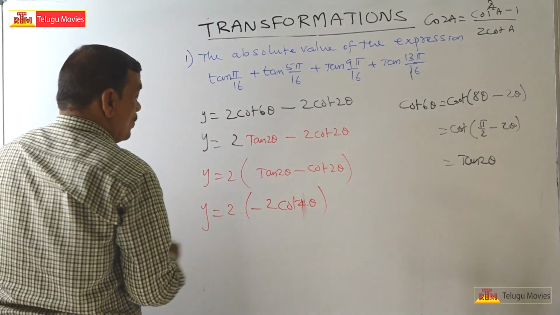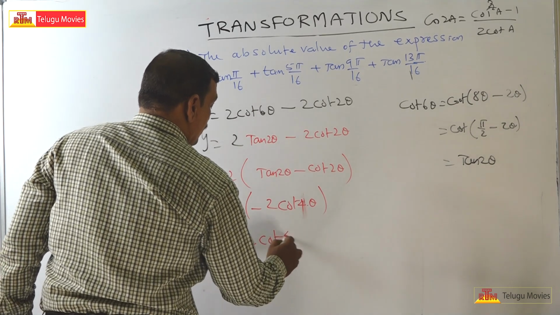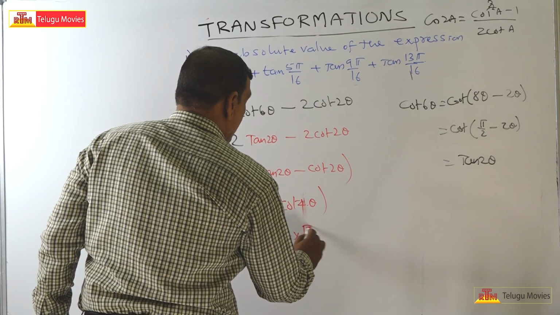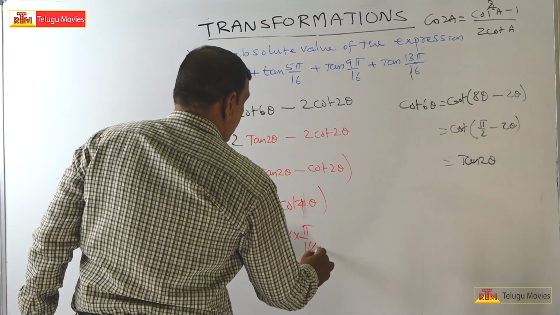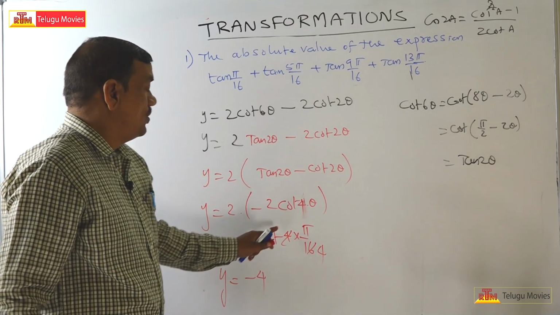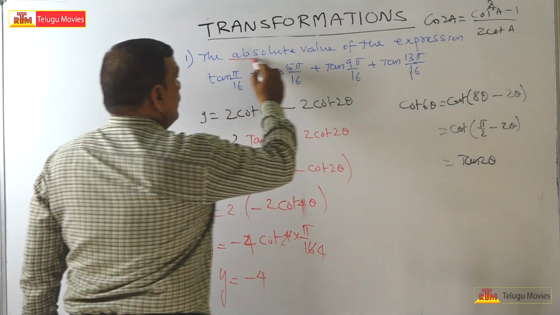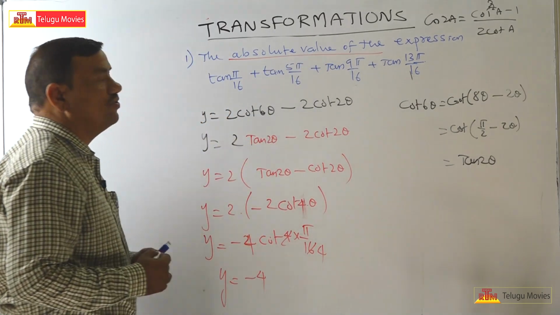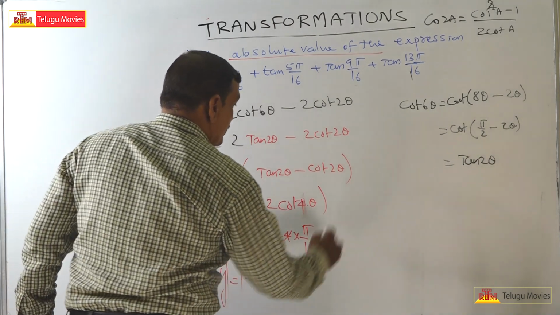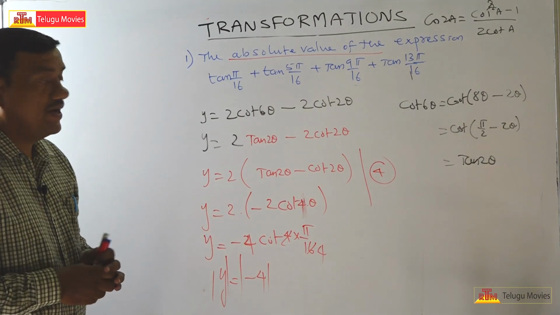So y is equal to minus 4 cot of 4 into theta. The value of theta is how much? Pi by 16. So the 4s are cancelled. Y is equal to minus 4 cot pi by 4. The value of cot pi by 4 is 1, so minus 4. But coming to the absolute value, how much is it? The modulus of 4 is equal to 4, and the modulus of minus 4 is 4.